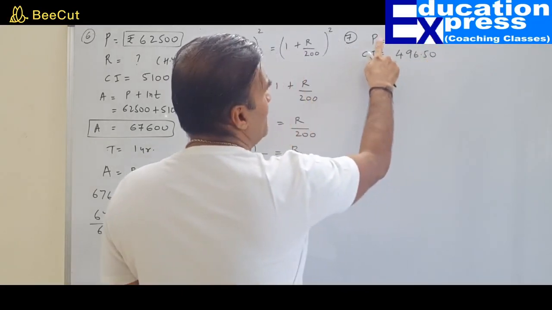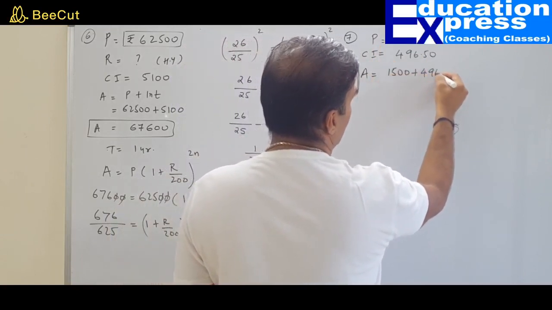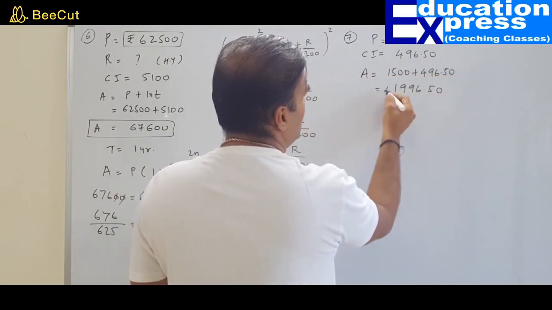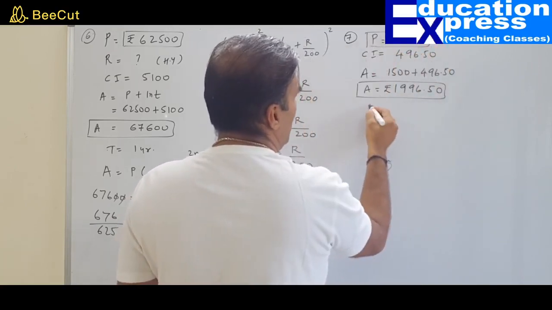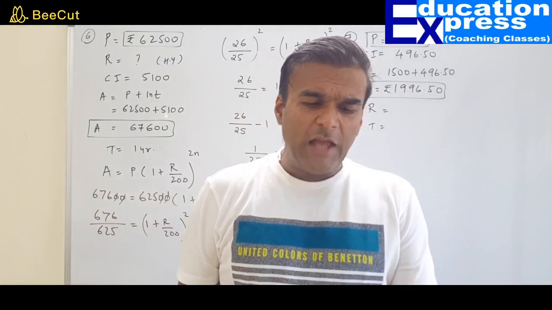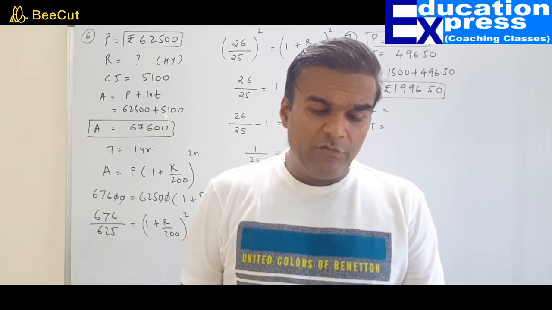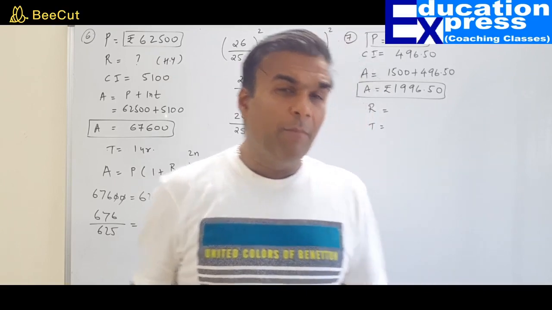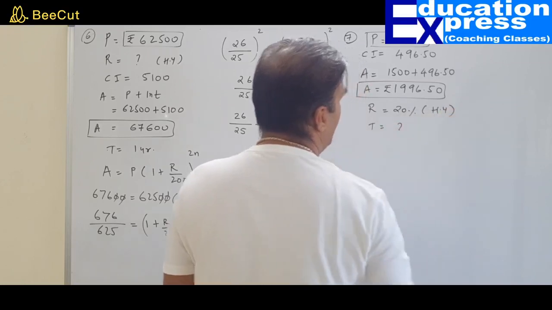So again principal is available, compound interest is available. Can we find the amount? Yes sir, 1500 plus 496.50 gives you 1996.50. This is your amount. Amount is available, principal is available. What about rate? What about time? Let us check. In what time will rupees 1500 produce 496.50 as compound interest at 20% per annum compounded half yearly? 20% half yearly. Time period we have no clue.